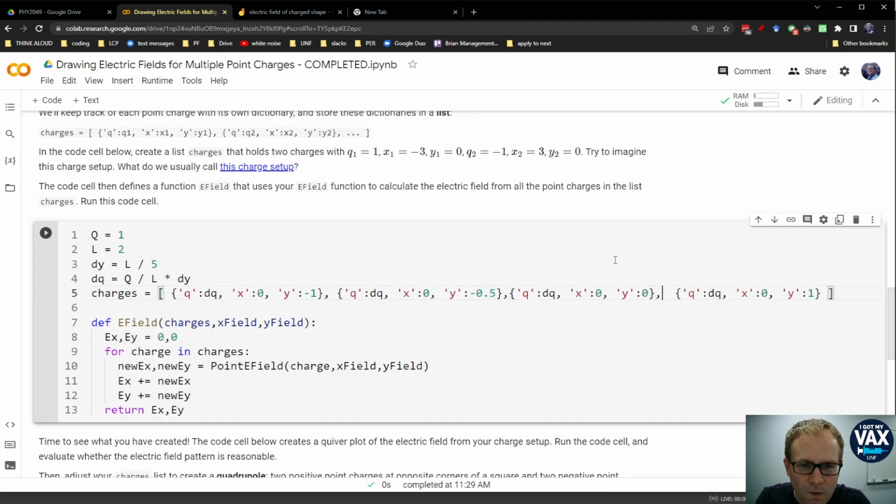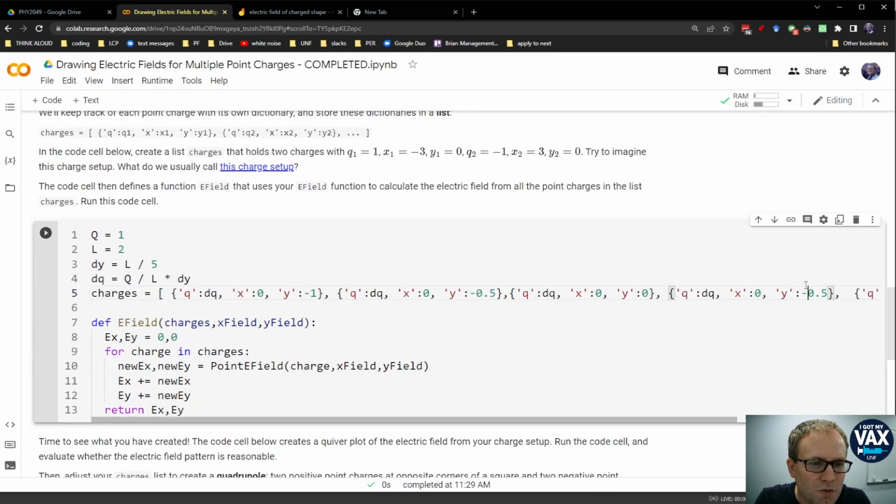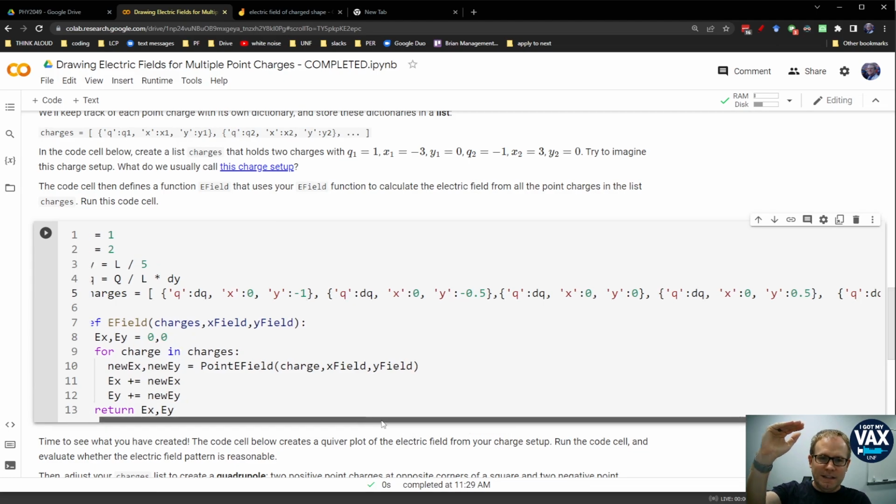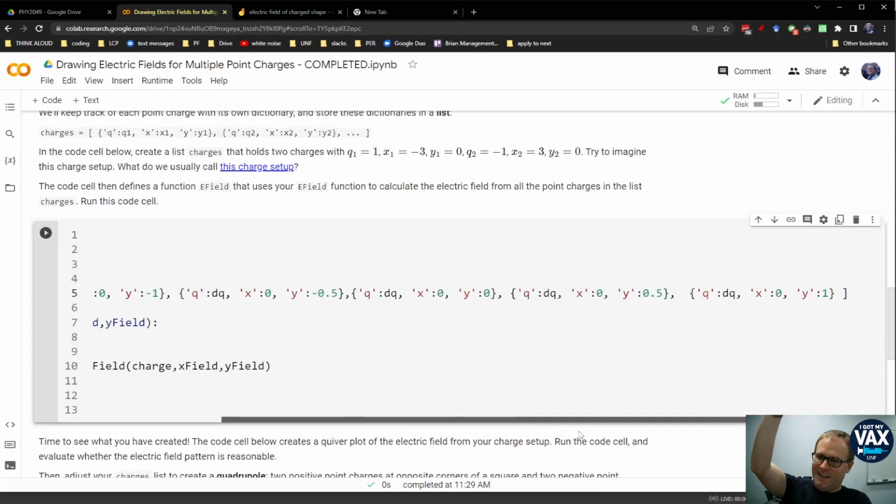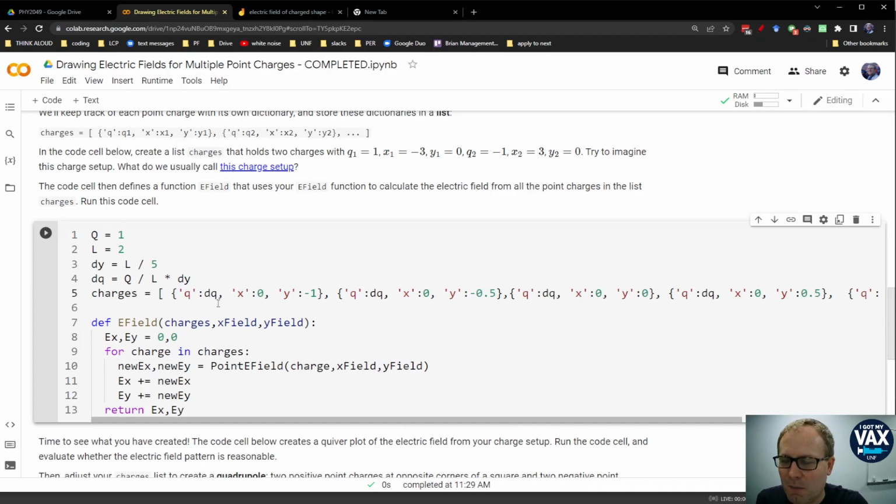And now I just need to get one more to go to +0.5. So now if I think about my charges, I've got one at -1, -0.5, 0, 0.5, and 1. Right? So I've got 5 charges now to represent my charged rod. And so I'm going to have to take the dy and take L divided by 5, because I've got 5 items in my list of charges here.